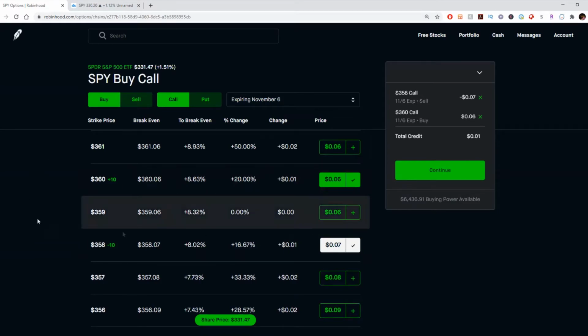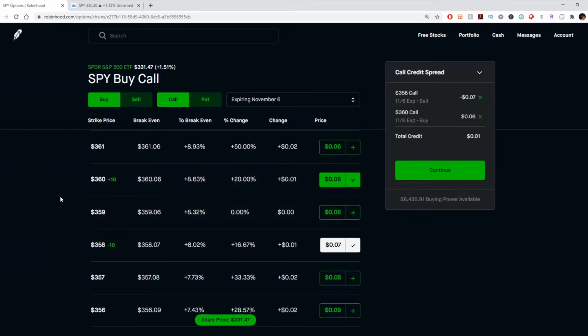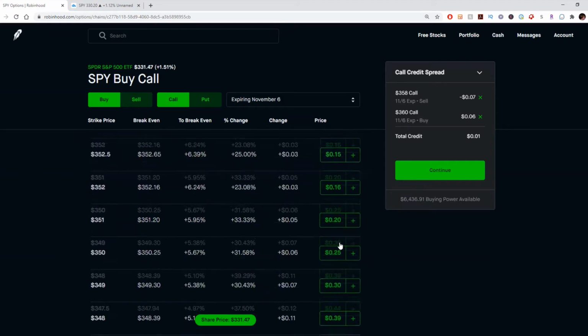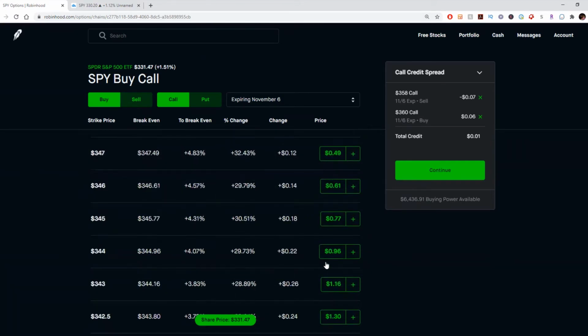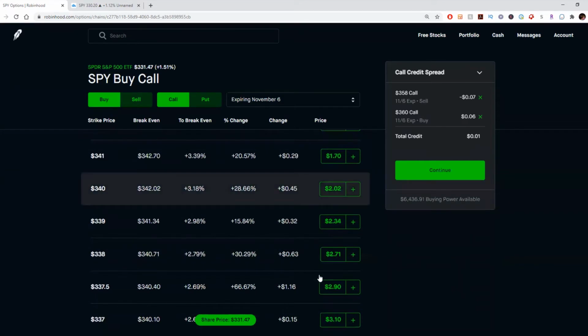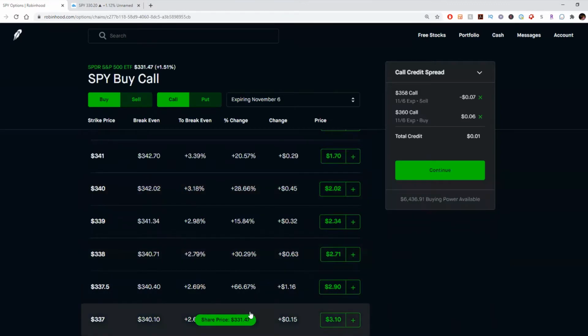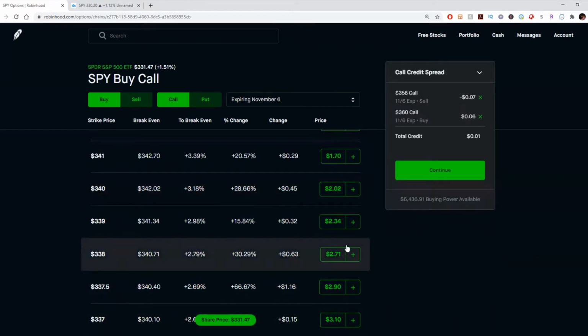So when you're in a bear market, when the stock is actually falling, you would get a higher credit from put credit spreads because the puts have a higher premium compared to the calls. So as you can see here, these calls are only worth $6 and $7. The more in the money you get, the more valuable they are. But again, these are riskier the closer you get to the current price, even though you're getting a higher credit. Okay, so these are two things that I want you to remember.